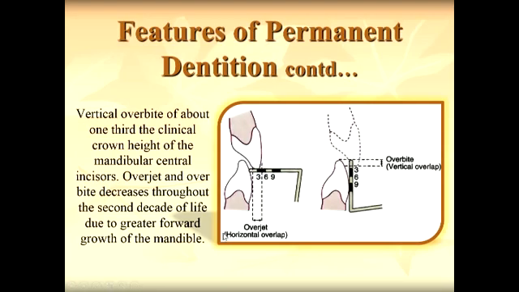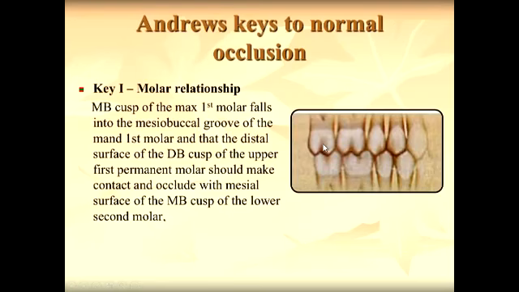Here we can see the horizontal overlap of the upper to the lower, and we can measure it by vernier or probe or any type of instrument, giving the difference in millimeters and parts of a millimeter.